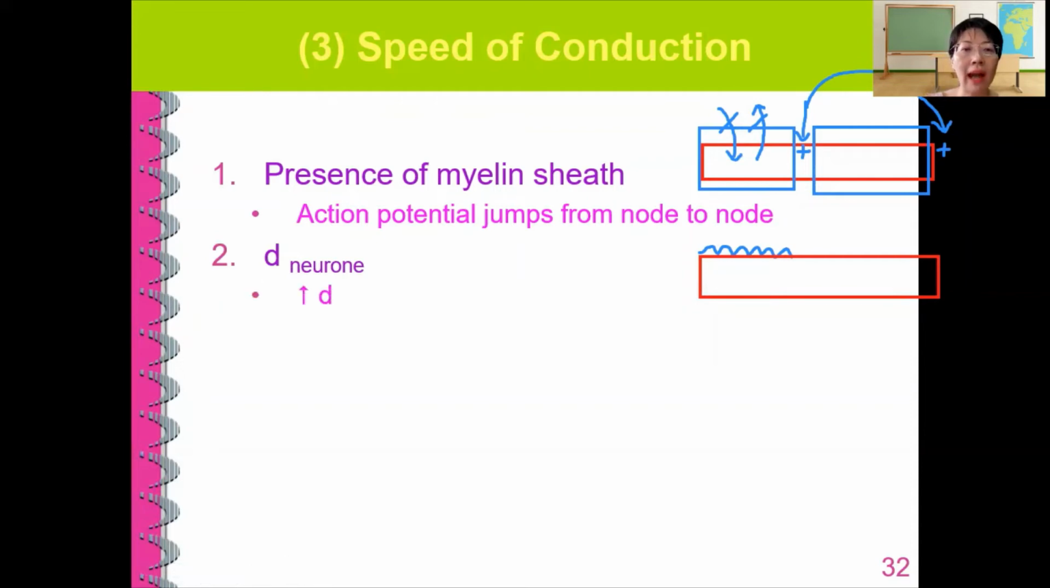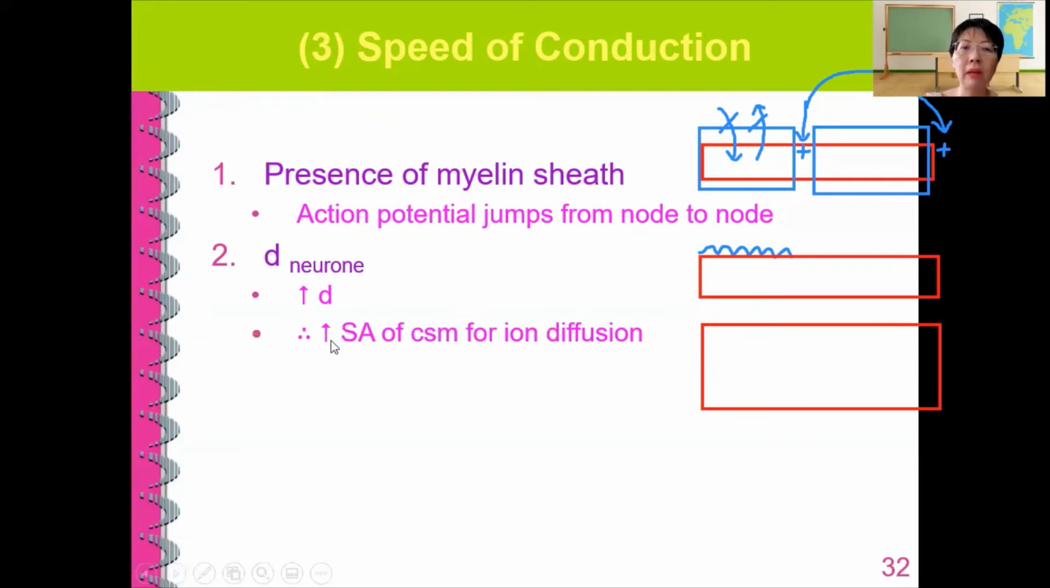Okay, so the higher the diameter, like for example, I'm going to draw this is a larger diameter of axon. This is a smaller one. So the larger diameter, you can see that what happens is that there'll be more membrane, isn't it? You need more membrane to wrap around this larger diameter than this one. So when you got more membrane, that means there's higher surface area of cell surface membrane.